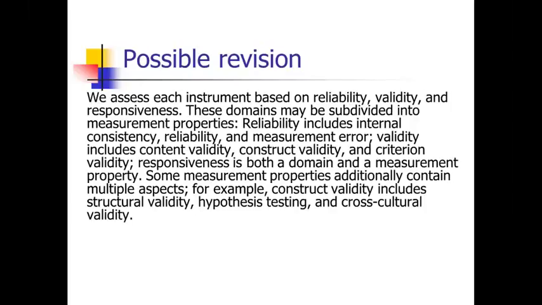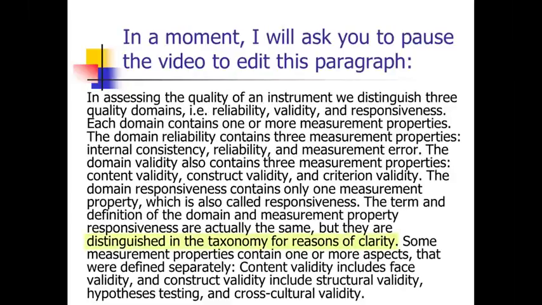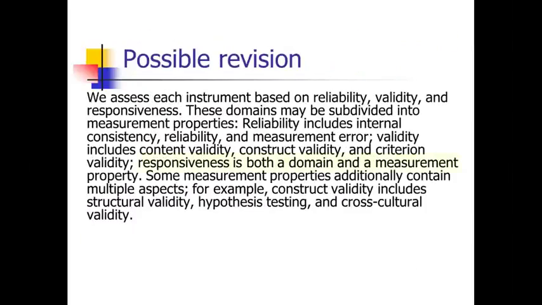Validity includes these other 3. And responsiveness is both a domain and a measurement property. So they had kind of a long spiel in the original where they were explaining, well, it was actually funny. I'm going to scroll back to it here. They were saying, well, but for reasons of clarity, the domain and the measurement property have the same name. And I was thinking, well, that actually makes it more confusing to me, not more clear. But anyway, I pared down that whole discussion by just saying the responsiveness is both a domain and a measurement property. Then we go to the next level.